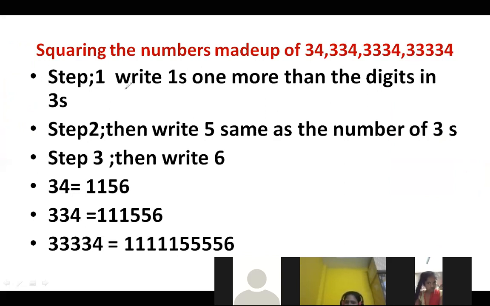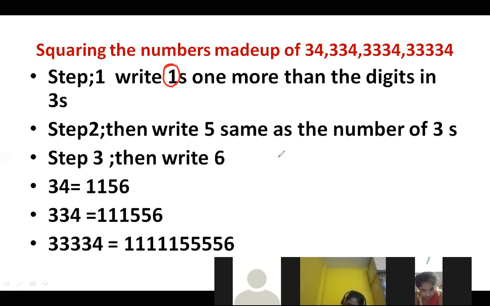First, what should we do? We have to write ones, one more than the number of digits in the 3s. Step 2: then write 5s. Step 3: then write 6. That's it. 3 steps only.